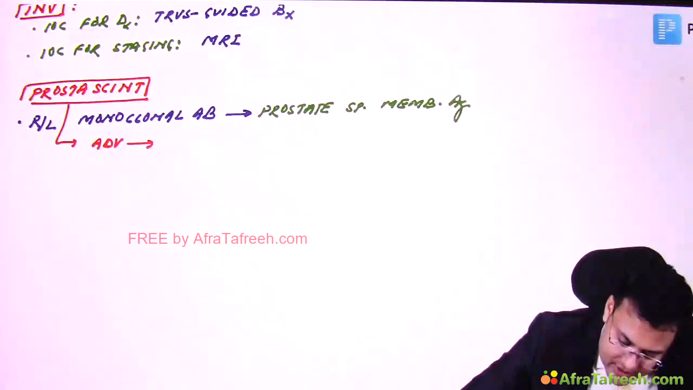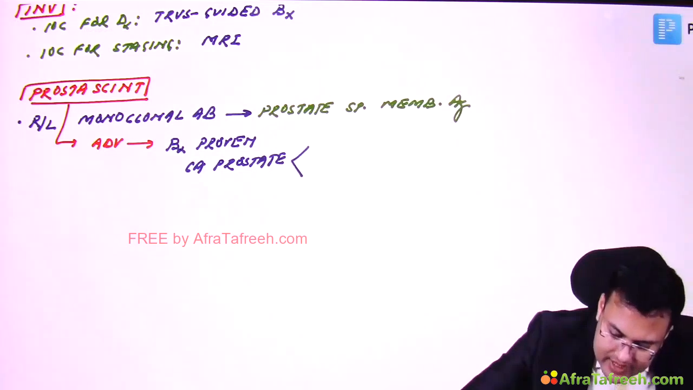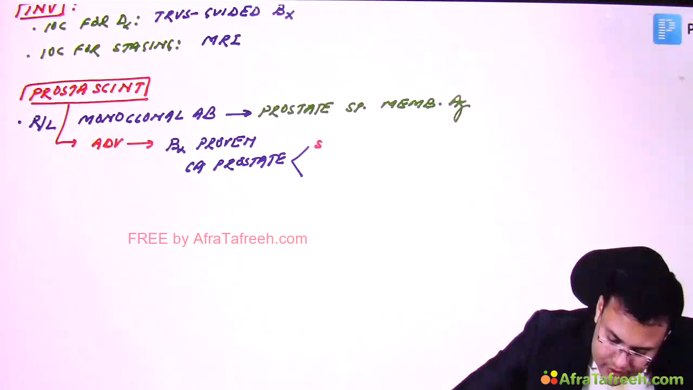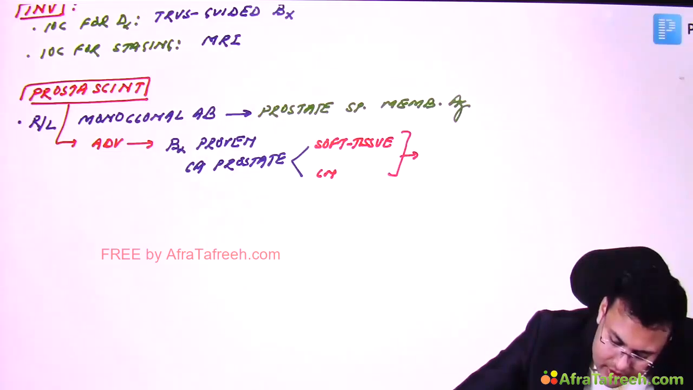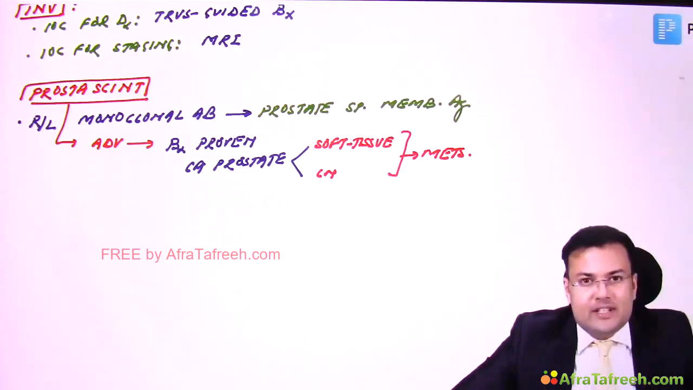So if a patient already has biopsy-proven carcinoma of prostate, in these patients, what are we going to detect? Soft tissue and lymph node metastasis. So in these patients, we are going to detect soft tissue and lymph node metastasis with the help of this prostate.